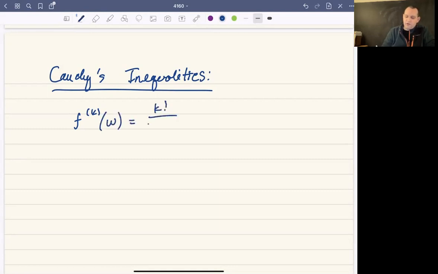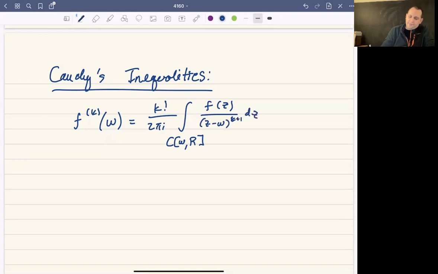So it's going to be k factorial over 2 pi i times the integral over some nice positively oriented, piecewise smooth, closed, simple curve gamma. In particular, I'm going to use just the circle of radius r centered at w, where w is the value that we're plugging into the function here. So it's just some fixed complex constant. And then over here, we're going to have f of z over (z minus w) to the k plus 1 dz. Okay, so this is a special case of what we derived above.